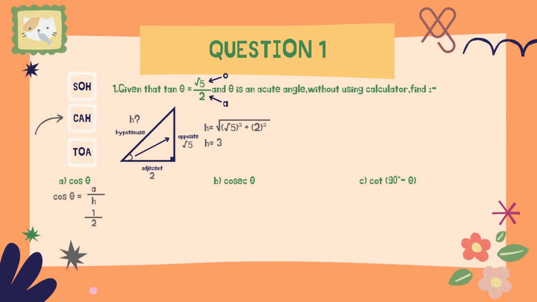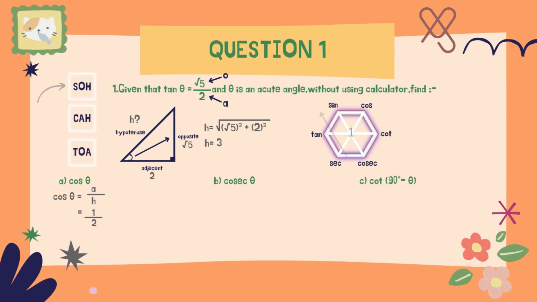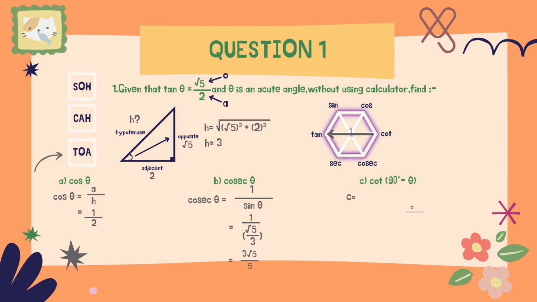A. Cos theta. Cos theta is equal to adjacent over hypotenuse. Therefore, cos theta actually equals 2 over 3, not 1 over 2. Sorry, that's my bad. B. Cosecant theta. Cosecant theta equals 1 over sin theta, which is equal to 1 over, in brackets, square root of 5 over 3. Therefore, the answer is 3 square root of 5 over 5. C. Cot of 90 degrees minus theta equals tan theta, as tan theta equals opposite over adjacent. Thus, the answer is square root of 5 over 2.